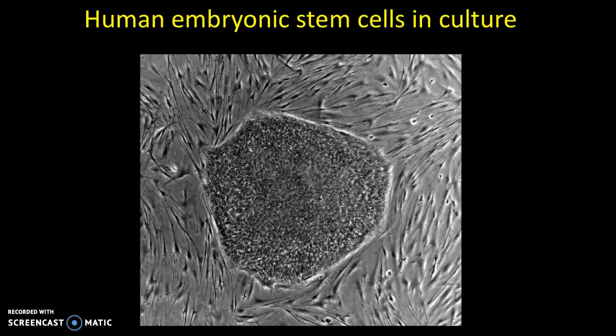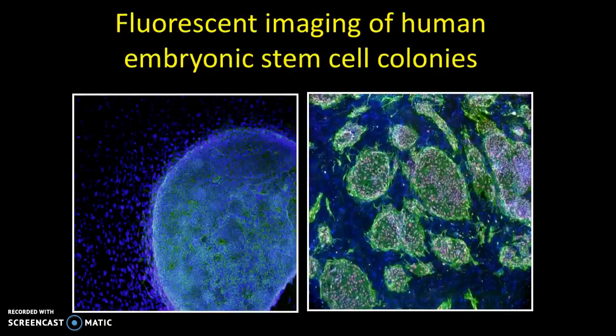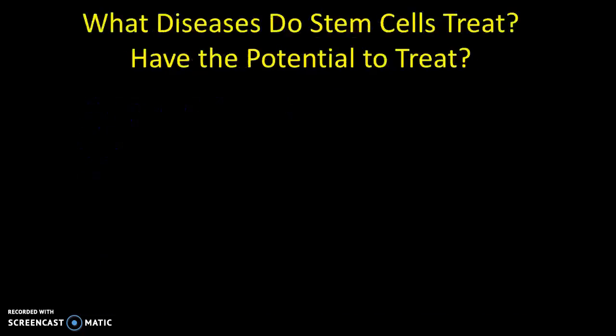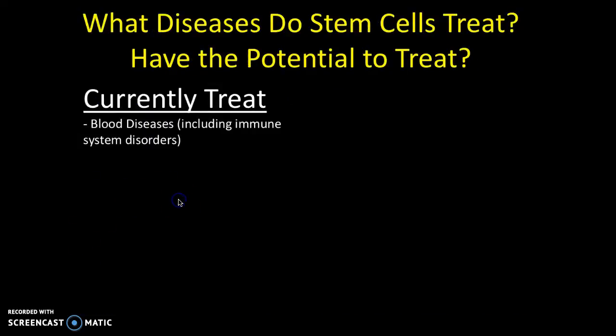And so this is just an electron microscope view of human embryonic stem cells in a culture. And here's another one which I just thought was kind of cool, which is a fluorescent image of those. So here's our current, what do we do, what diseases do, and what do we have?